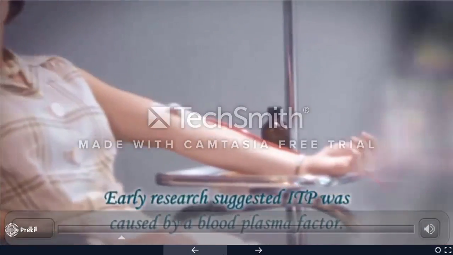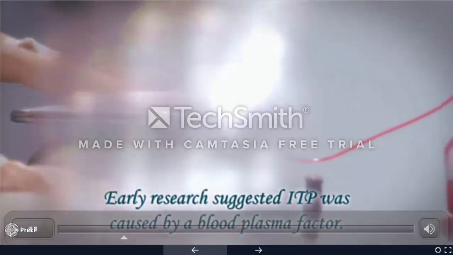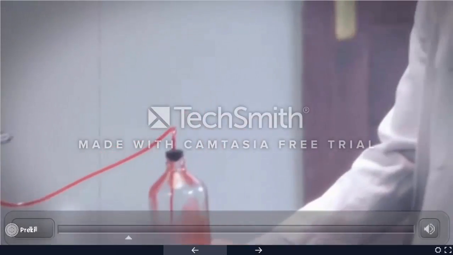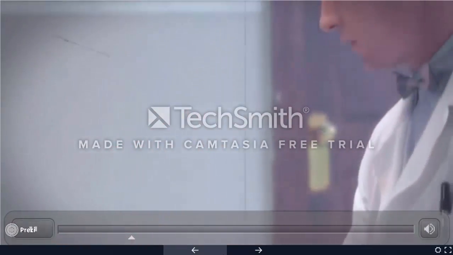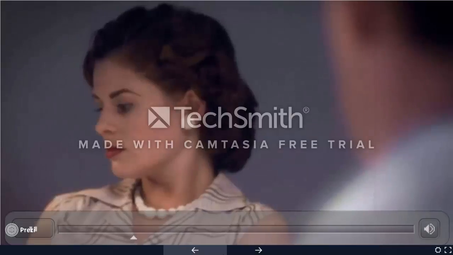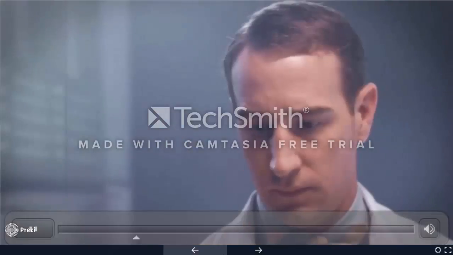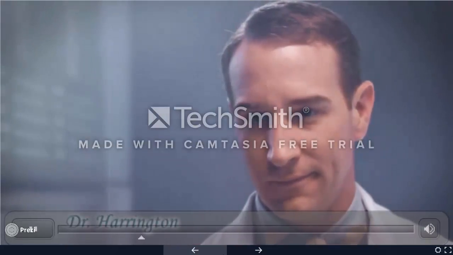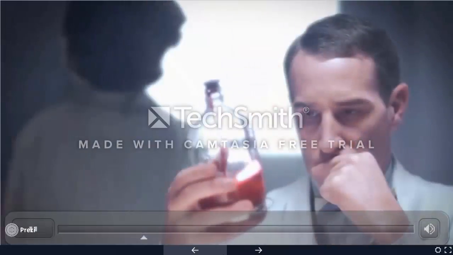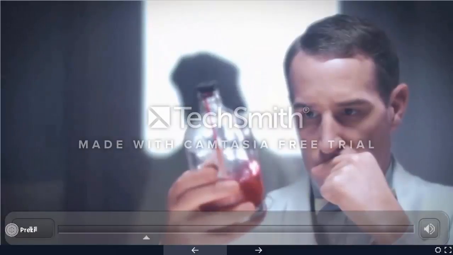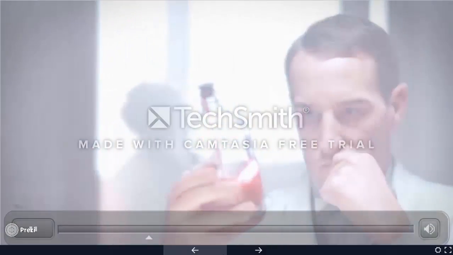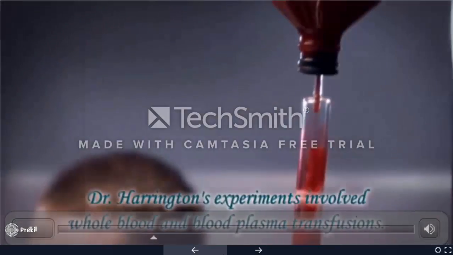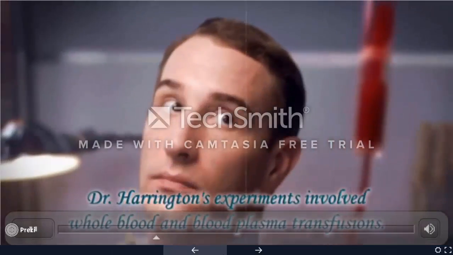Early research suggested that ITP was caused by a blood plasma factor. At the time, however, autoimmune disease was not well understood, and this theory was not widely accepted. It was thought that the spleen played a central role in ITP. It either made a factor that suppressed platelet production or destroyed platelets. A major advance in the understanding of the nature of ITP occurred when a young doctor named Dr. William Harrington volunteered to be infused with a pint of blood from an ITP patient.